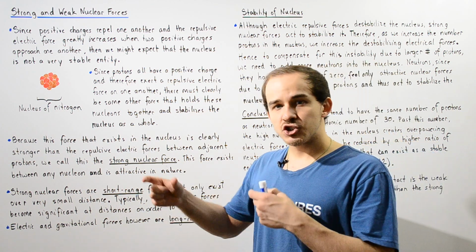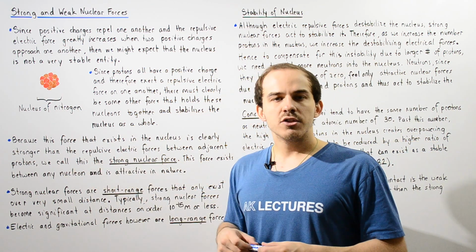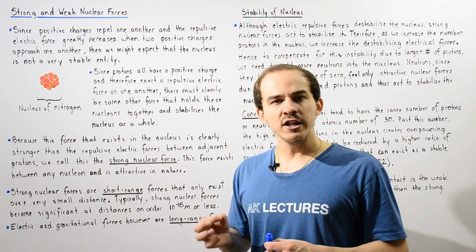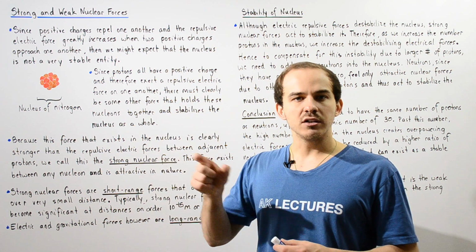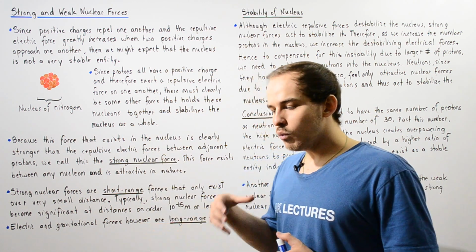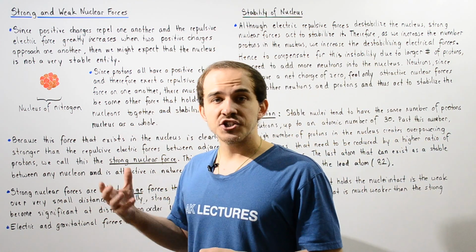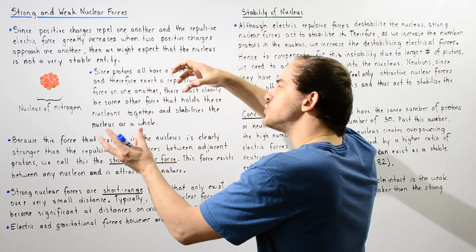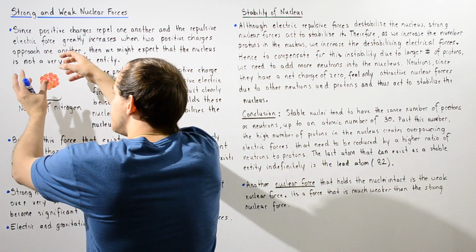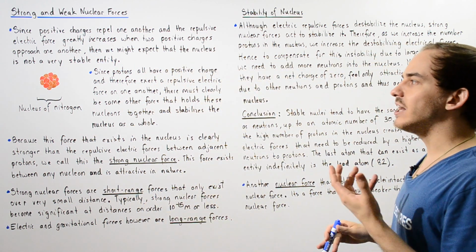So if we take two positive charges and we bring them close to one another, those two positive charges will feel a repulsive electric force as a result of one another. So we might expect that when we take protons, which have a positive charge, and we condense them into a very small region we call the nucleus, these protons will basically repel one another.